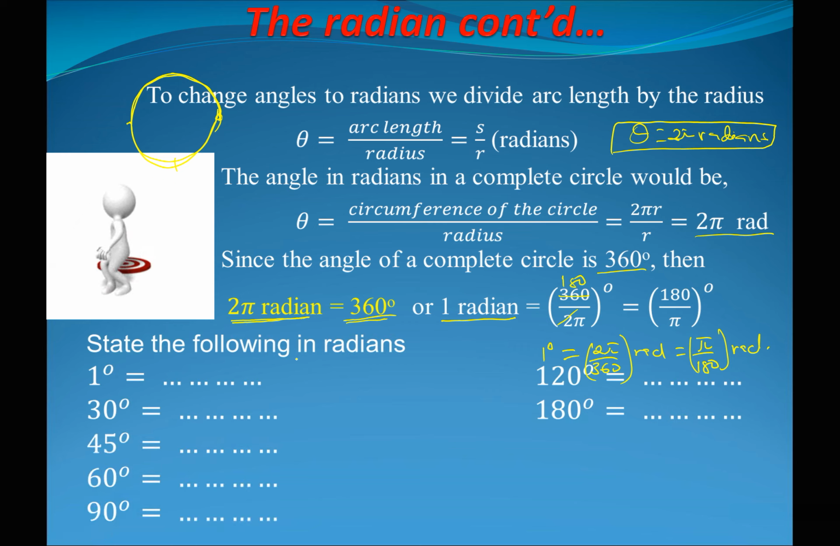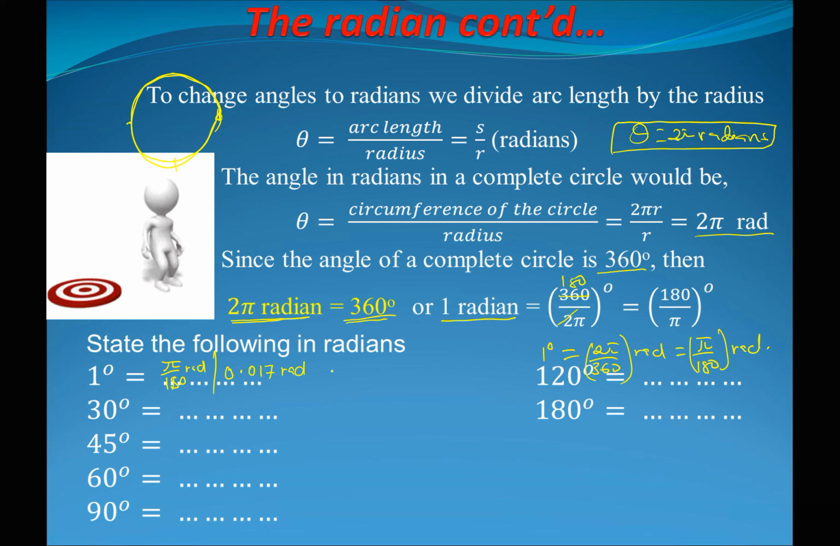State the following in radians. What is 1 degree? So we have seen 1 degree is going to be pi divided by 180 in radians. I can press my calculator. Pi divided by 180. So this is the same as 0.017, still in radians. So that is 1 degree in radians.